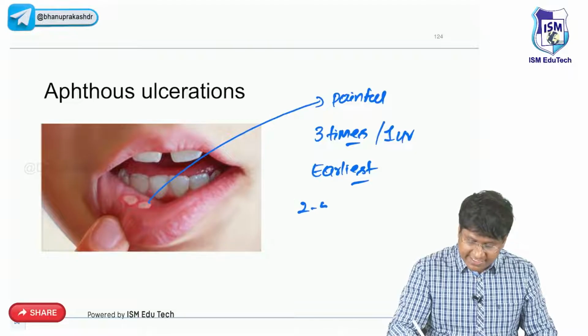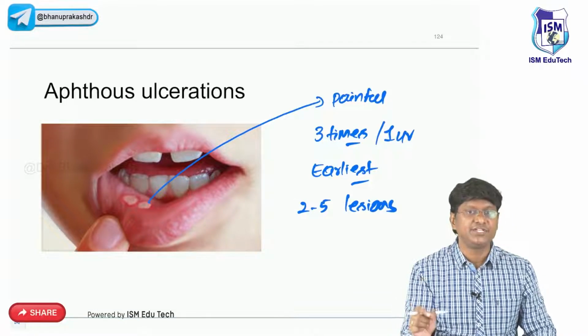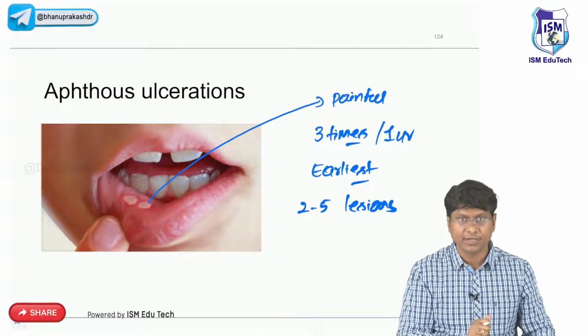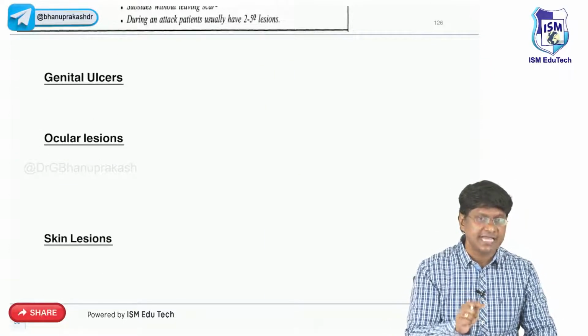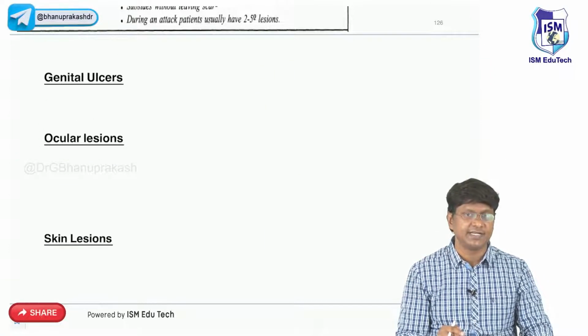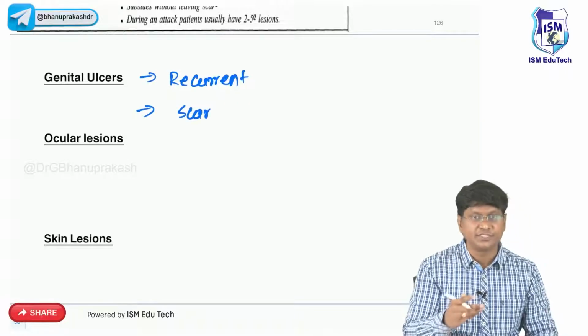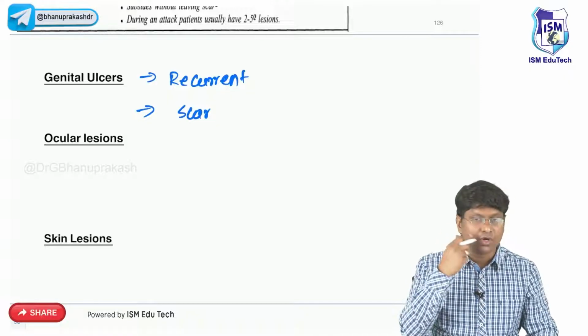And whenever these lesions appear, you will have 2 to 5 lesions per attack. Okay, and the next important is the genital ulcer. Definitely one important is aphthous ulceration, next important is the genital ulceration. And even these genital ulcerations are recurrent, but here there will be scar formation whenever the ulcer heals, right? And next is the ocular lesions.